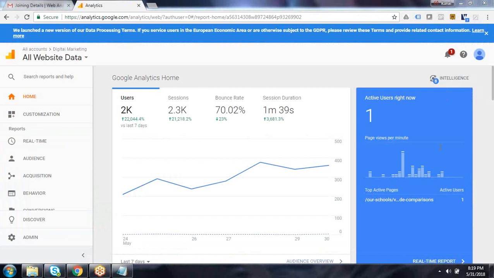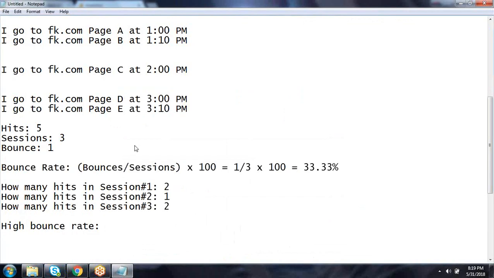So bounce more often than not means that you are getting the wrong customer base, or you are getting an irrelevant customer base. Make sense to all of you?